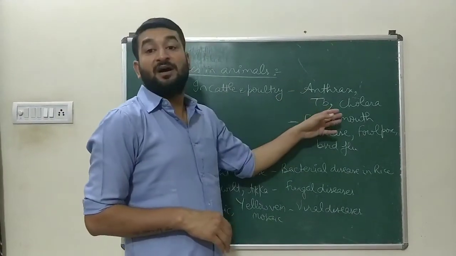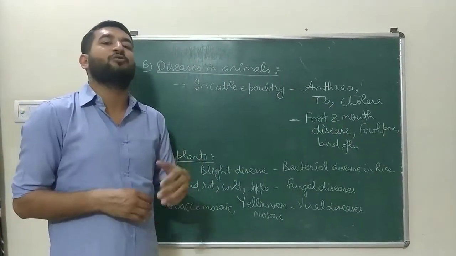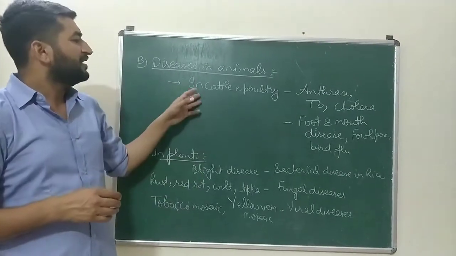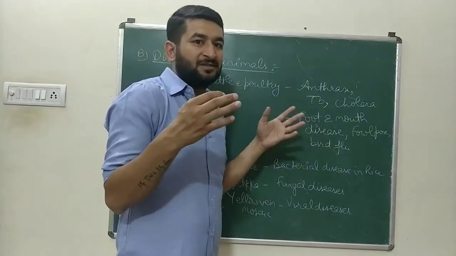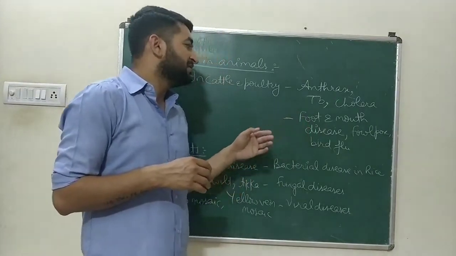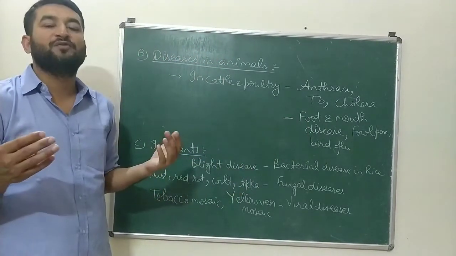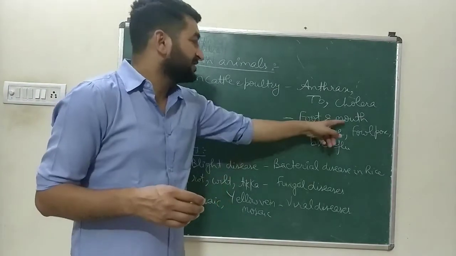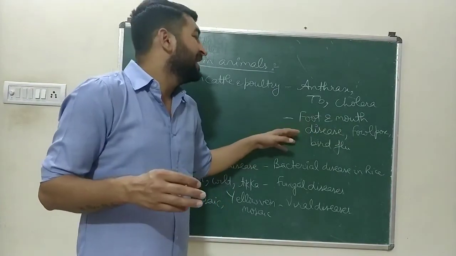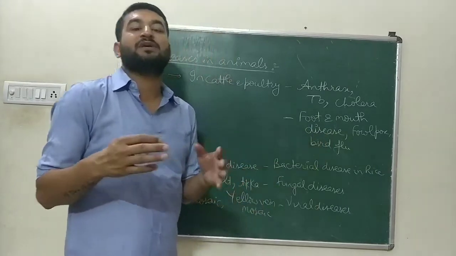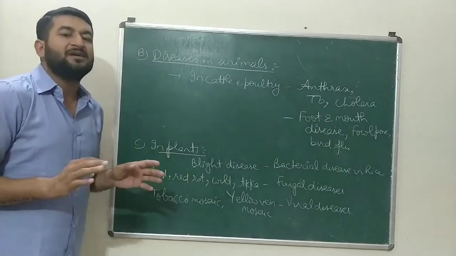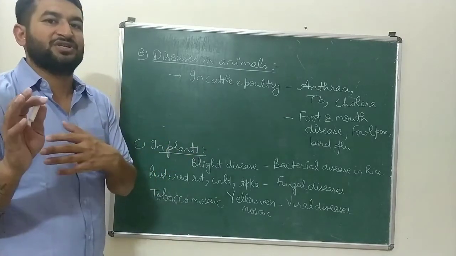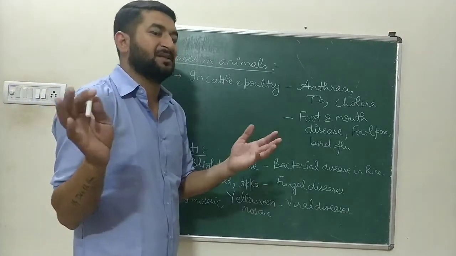TB, cholera. There is also poultry cholera, or fowl cholera, which usually occurs in poultry farming. Next, certain viral diseases like foot and mouth disease, fowl pox, and bird flu. These are viral diseases which occur in animals like cattle. Foot and mouth usually occurs in cattle, and fowl pox and bird flu usually occur in poultry farming, in chicks, fowls, ducks, etc.